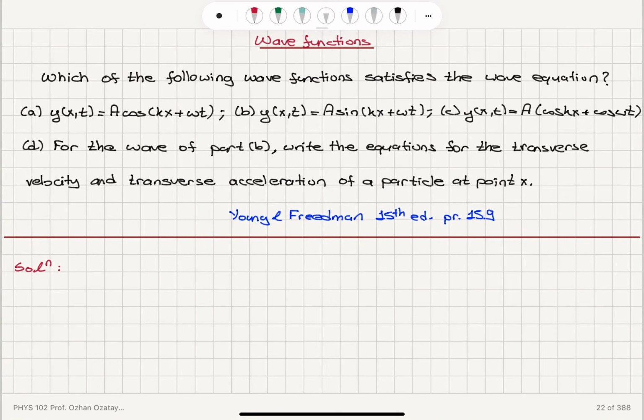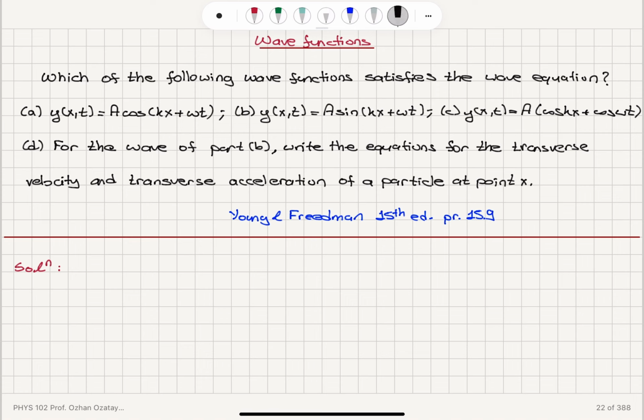Wave functions. Which of the following wave functions satisfies the wave equation? y(x,t) = A cos(kx + ωt), y(x,t) = A sin(kx + ωt), y(x,t) = A(cos kx + cos ωt). And finally, for the wave of part B, which is A sin(kx + ωt), write the equations for the transverse velocity and transverse acceleration of a particle at point x.